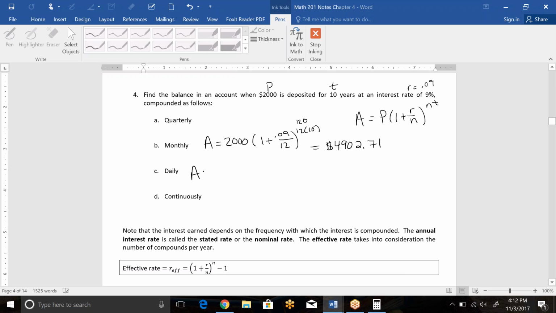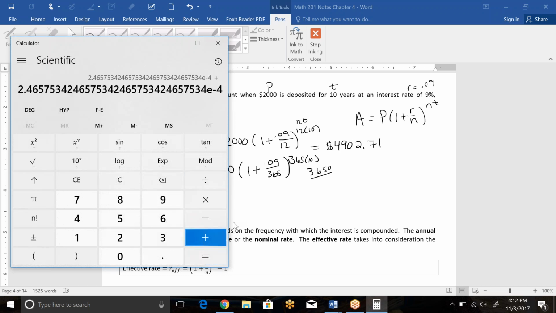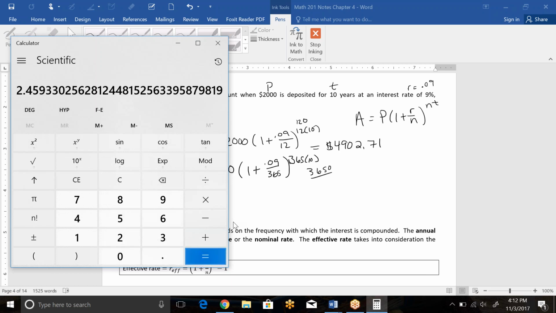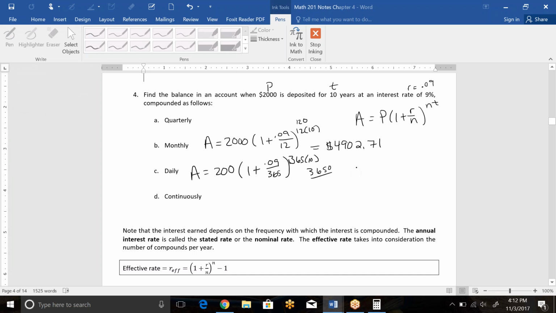Okay, for daily, we're doing the same thing, but we're going to be using 365 for our compounding. So 365 times 10, that means our exponent is 3,650. I always like to write that down before I go to do my formula. So 0.09 divided by 365 plus 1 raised to the 3,650th power, and then times by the 2,000 out front. That's $4,918.66.